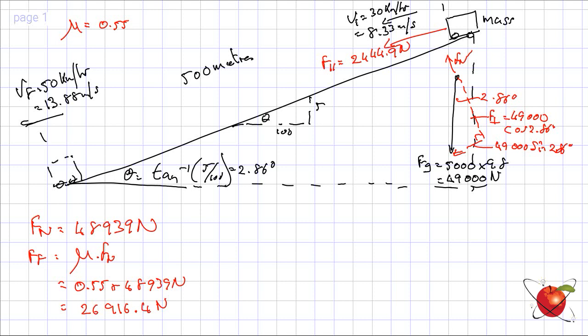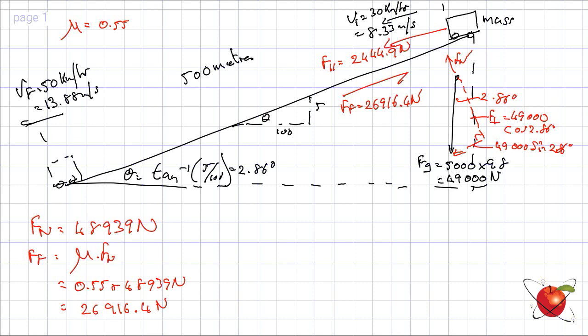I'm going down the slope, therefore my force of friction, F_f, is acting upslope, 26,916.4 newtons. Cool. They might ask you what is the work done by the friction. It's that times the distance. Force times distance is work done, right?